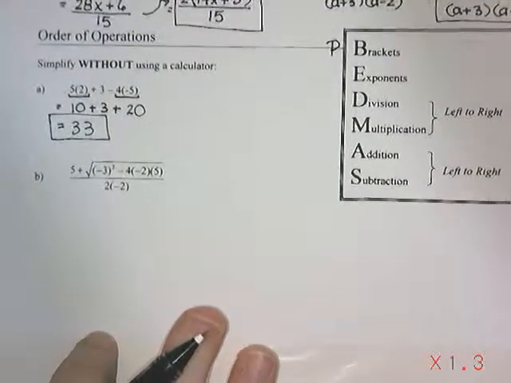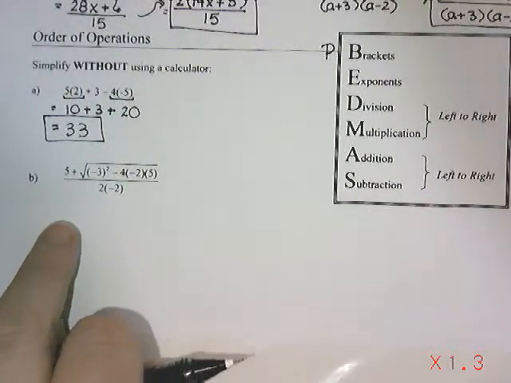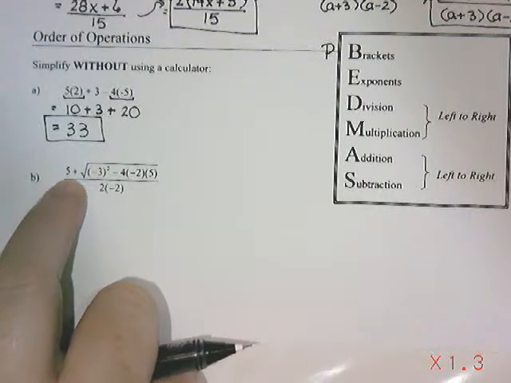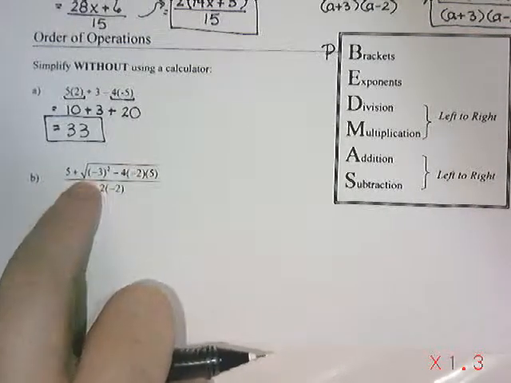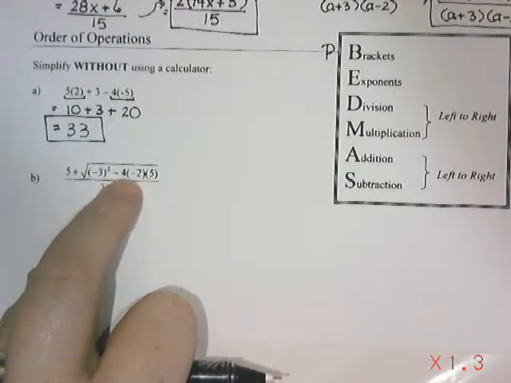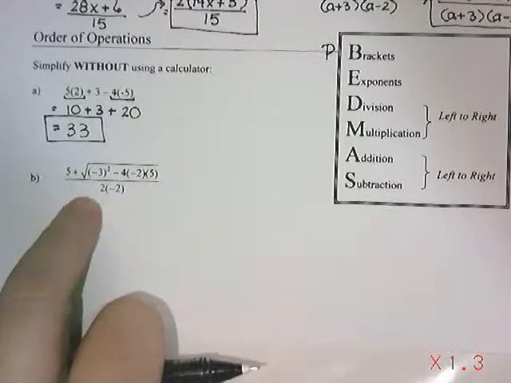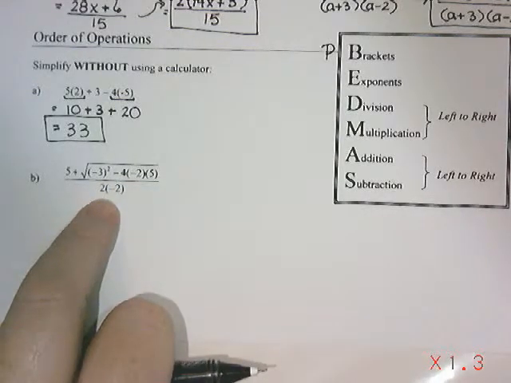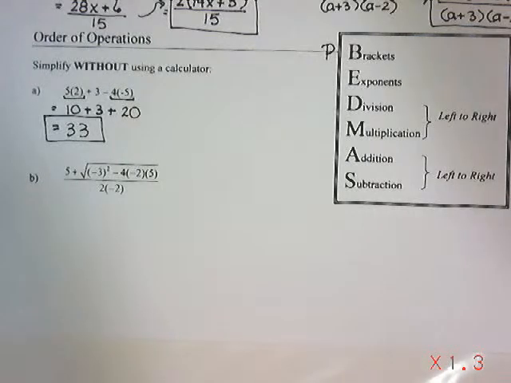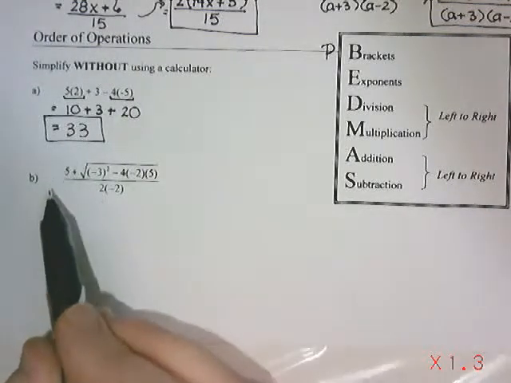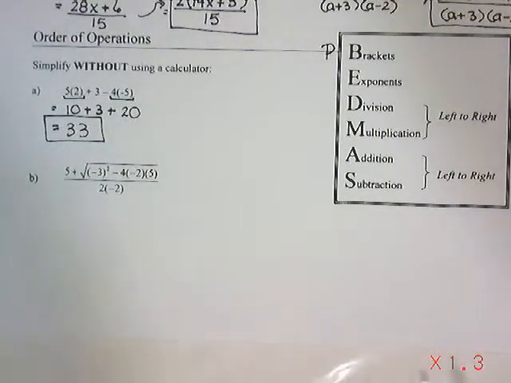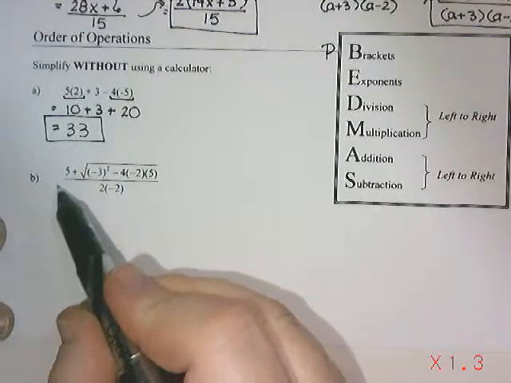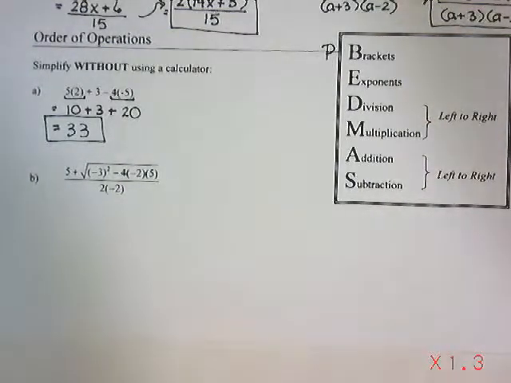All right, next question. It's a little trickier here. I have 5 plus the square root of negative 3 squared minus 4 times negative 2 times 5 divided by 2 times negative 2. And hopefully this looks a little familiar. This is something you would see when you're doing the quadratic formula, except it's not plus or minus, but same idea. So if I'm doing this, I need to start somewhere.